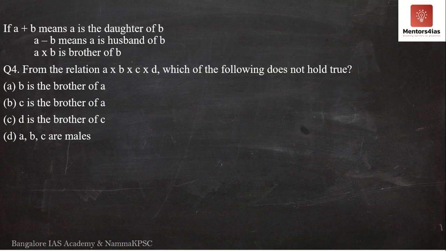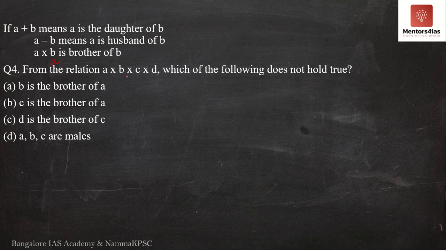Okay, next question. Now, the next question we have same statements. A plus B means A is the daughter of B. A minus B means A is the husband of B. A cross B means A is the brother of B. Now the question says from the relationship over here, which of the following does not hold true?